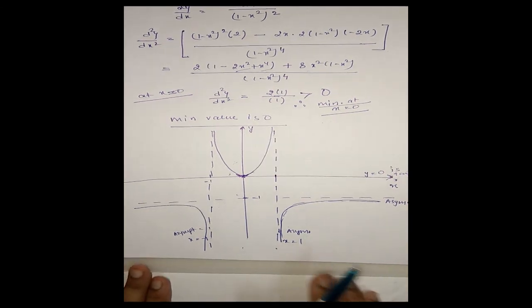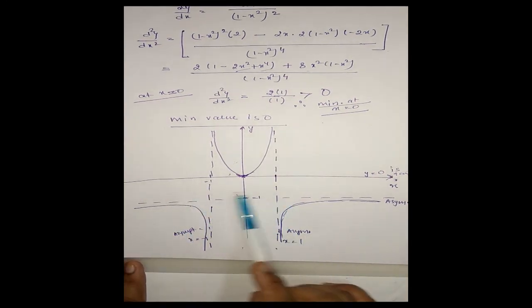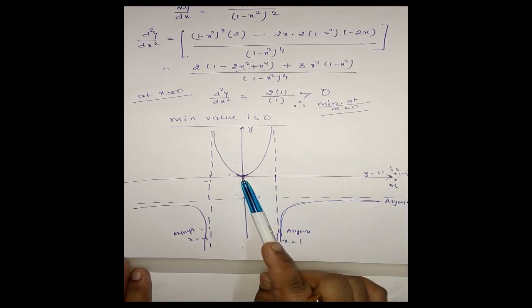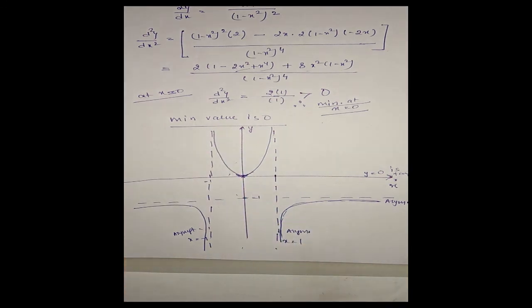This is the graph of the given curve. These three are asymptotes, and this is a tangent, and at this point 0 0 we have a minimum value. Okay, this is the graph of the given curve.